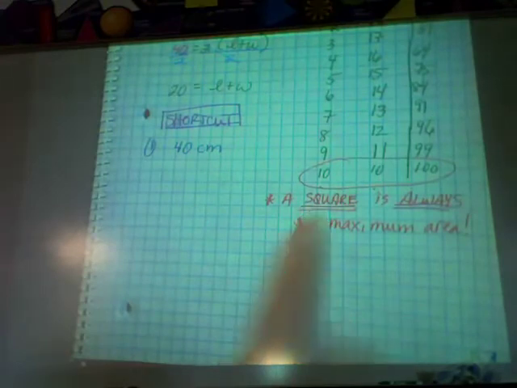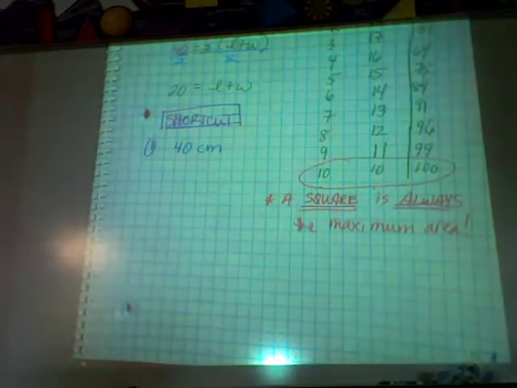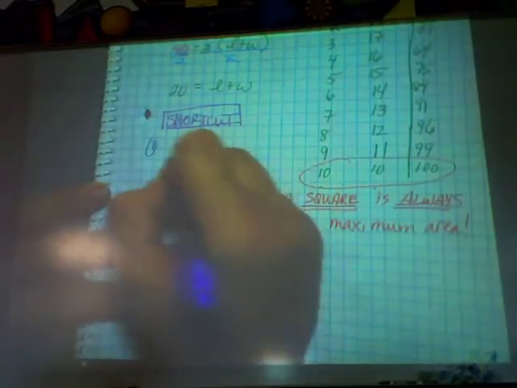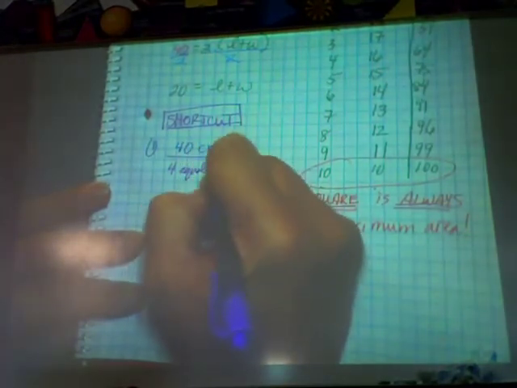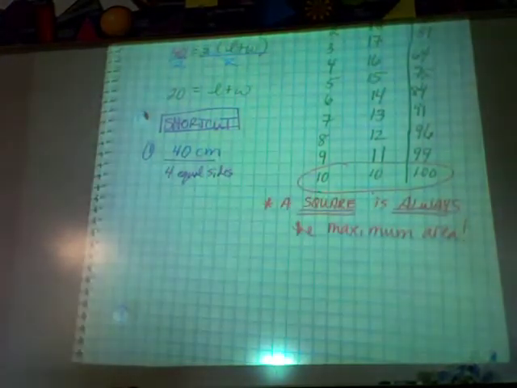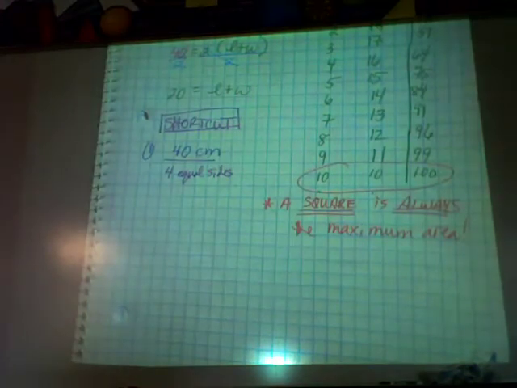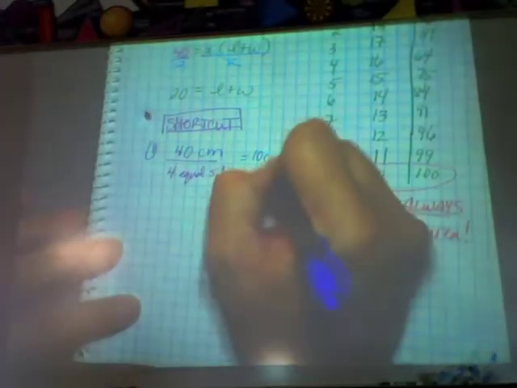Divide by why 4? How many sides are there to a square? And aren't they all equal? Okay, so we will be dividing by 4 equal sides. That's why we're dividing by 4. And so we get 10 centimeters.